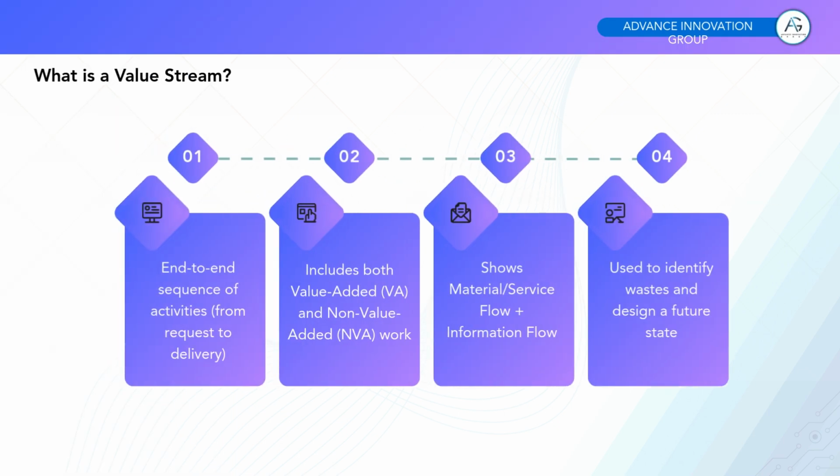A value stream is the complete set of steps needed to deliver a product or service, from customer request to delivery. It includes both value-added and non-value-added activities. The map shows how materials, services, and information flow through the process. By visualizing it, we can spot wastes and design a better, more efficient future process.